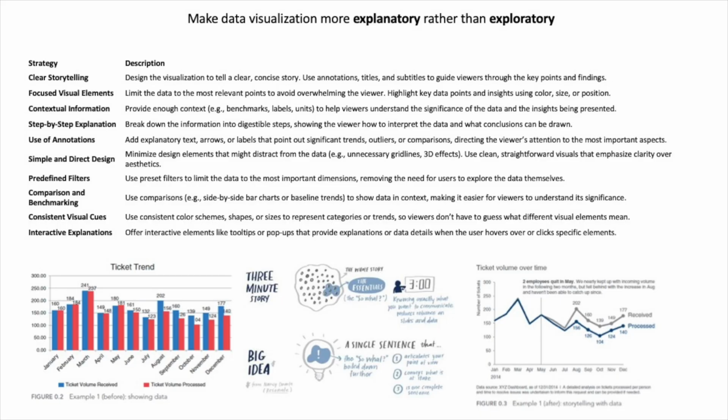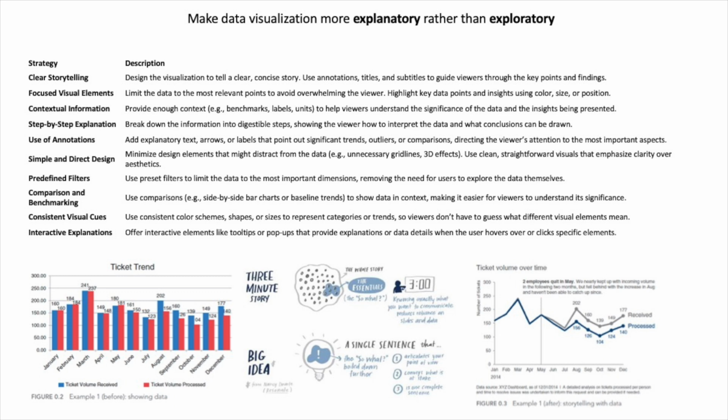To make data visualization more explanatory than exploratory, the goal should be to guide the viewer through the data with clear, concise insights rather than allowing them to uncover patterns independently. This can be achieved through focused storytelling, where the visualization follows a narrative, highlighting key findings and trends with the help of annotations, titles, and subtitles. It's important to keep the data focused on the most relevant points, avoiding visual clutter and using elements like color, size, or position to emphasize critical information.